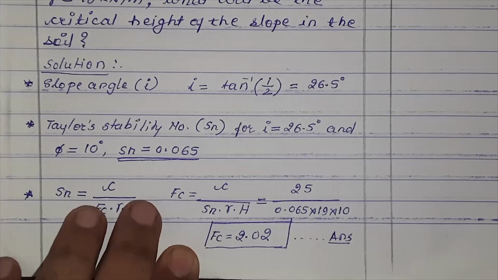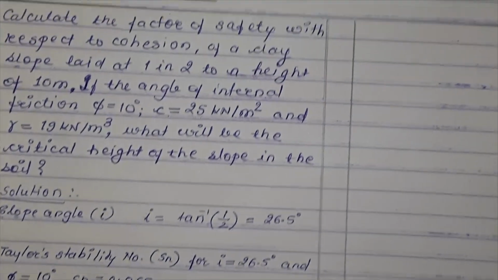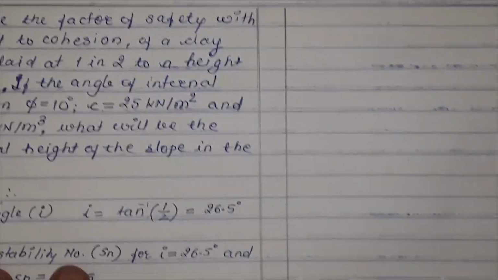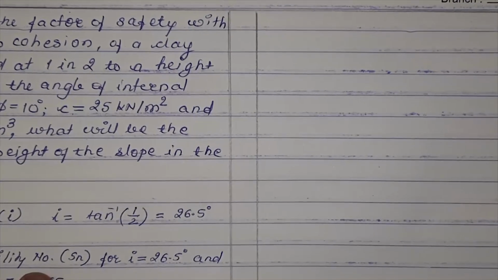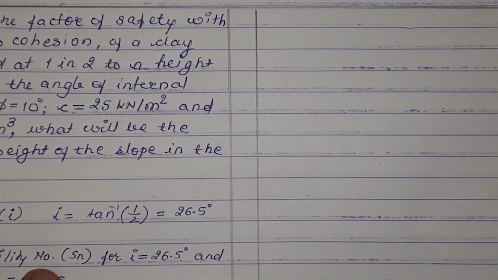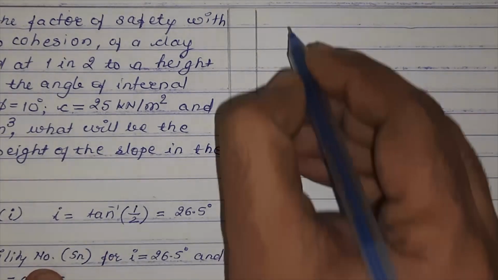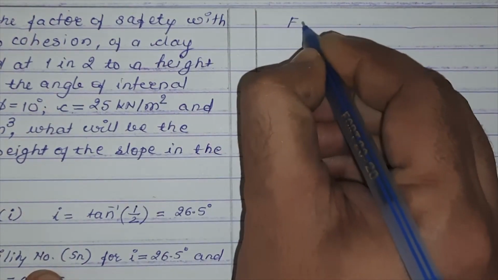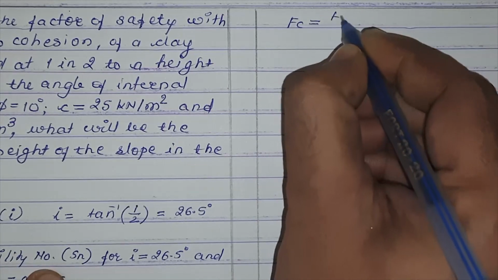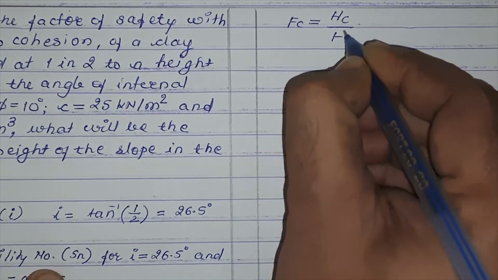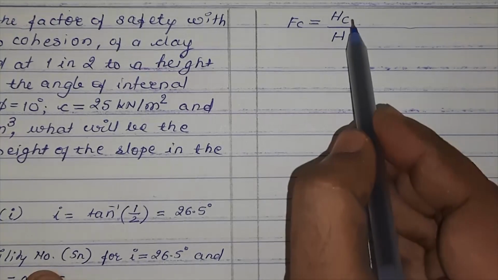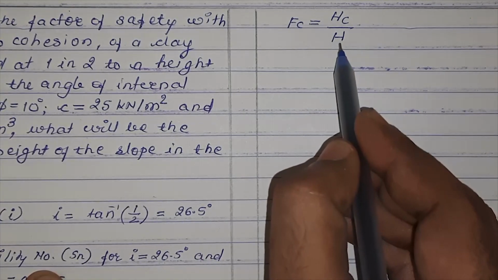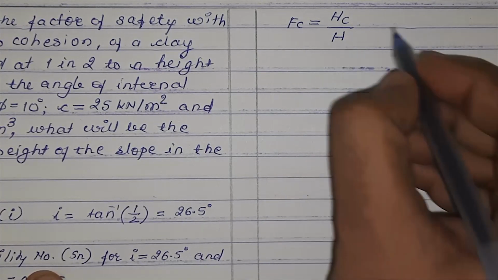Now we will move towards finding out the critical height of the slope. As we know, factor of safety with respect to cohesion and factor of safety with respect to height both are equal. Hence, factor of safety Fc would further be written as Hc divided by h, where Hc is the critical height and h is the height of the slope.